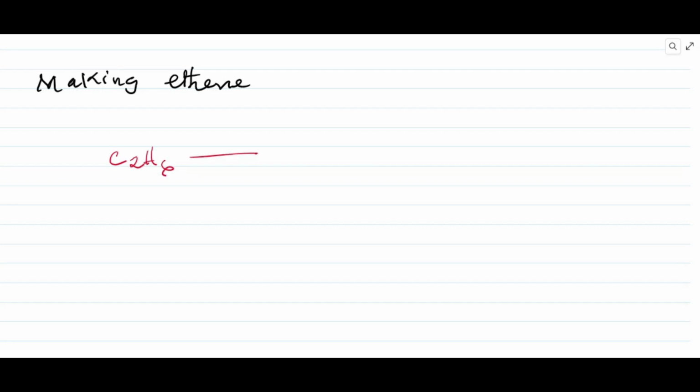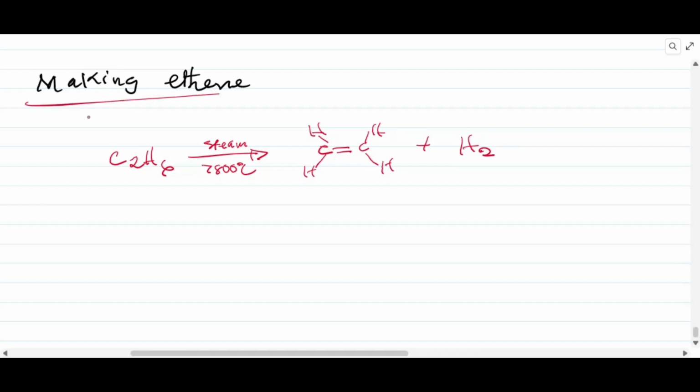C2H6. When we subject it to cracking in the presence of what? Steam. Don't forget this. And then the temperature greater than 800 degrees centigrade. And we are going to get our ethene, C2H4, and another important product, which is hydrogen gas. So that is how to make ethene.